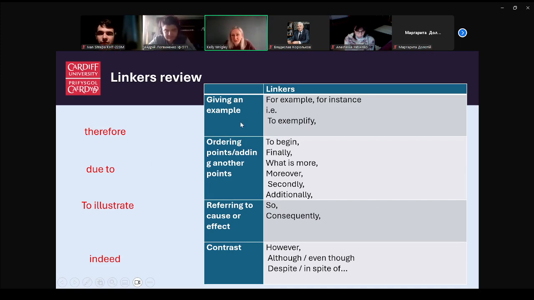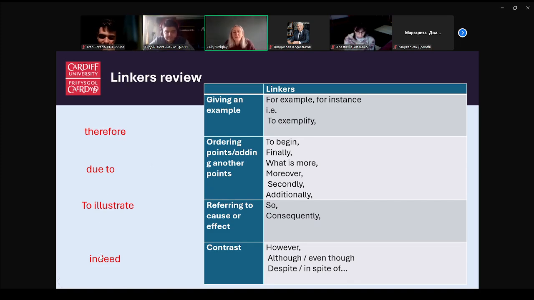Linkers used to give an example: for example, for instance, i.e., to exemplify. All of these are used in academic writing to help us show a link between one thing and another. Ordering your points: to begin, finally, what is more, secondly. All of these help you order your points. Cause and effect: so, consequently. Contrast: however, like but.